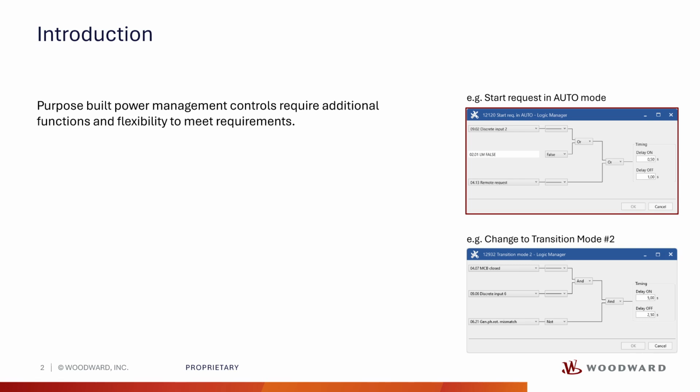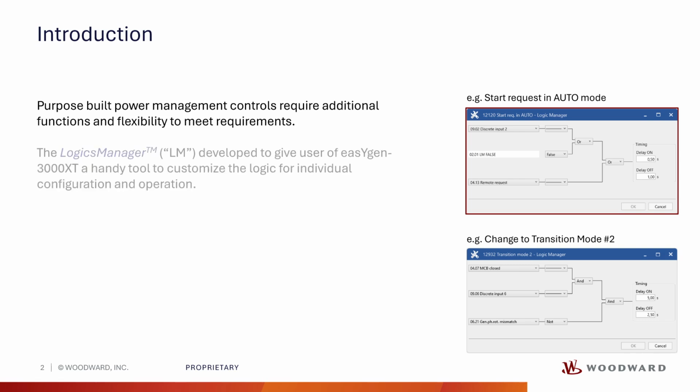Purpose-built power management controls often do require additional functions and more flexibility to meet individual customer requirements. The LogicsManager, in short LM, has been developed to give the user of EasyGen 3000 XT and other controls a handy tool to customize the logic for each individual configuration and operation.